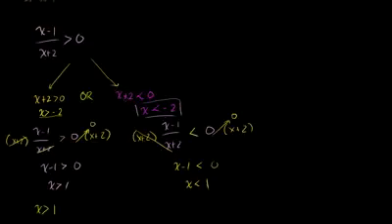So in the event where x plus 2 is less than 0, we can just say that x has to be less than minus 2. That'll satisfy this equation. So our final result is x is either going to be greater than 1, or x is going to be less than minus 2.